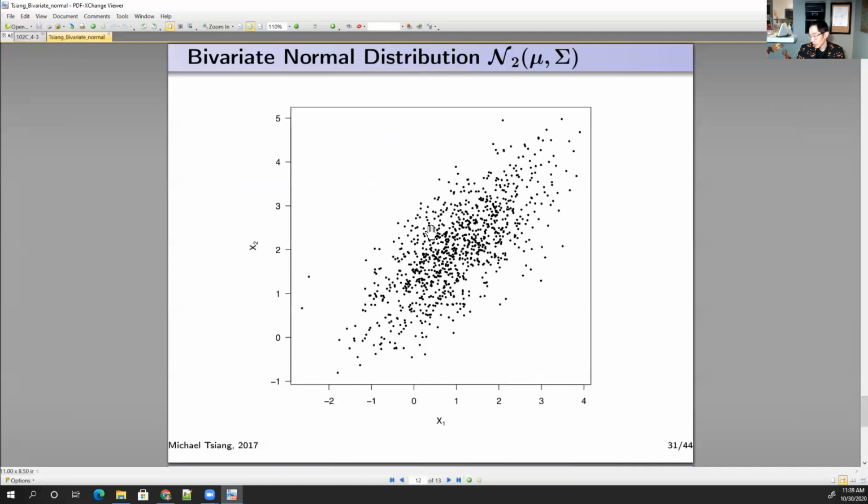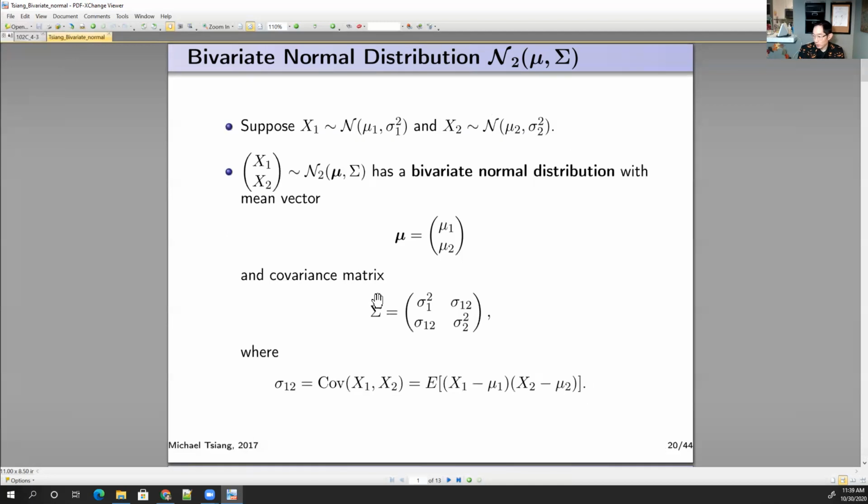We want to get a bivariate normal distribution, but now there's covariance or correlation between x1 and x2. So x1 is normally distributed, x2 is normally distributed, but there's also covariance between them. So you're going to get this ellipse going on. So this is what we want.